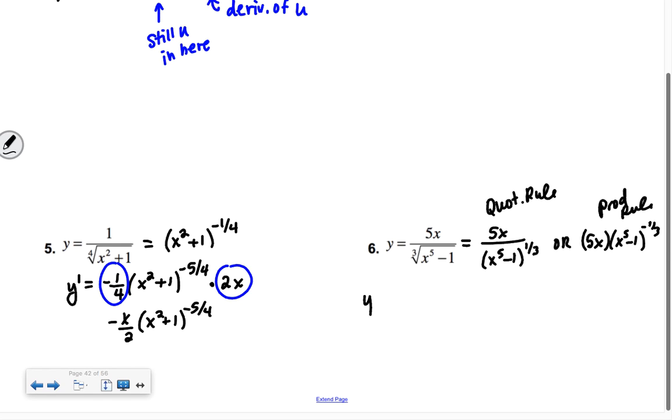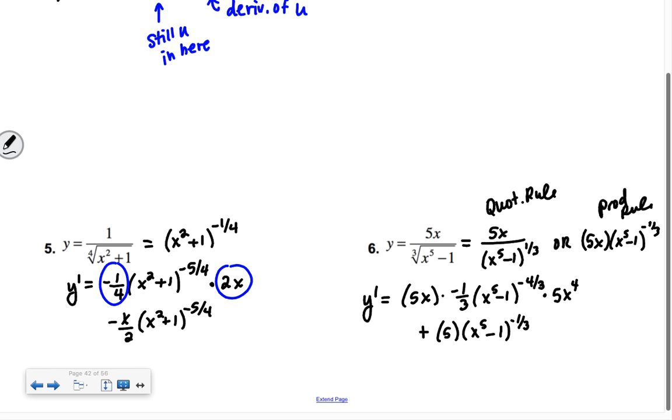Okay, so let's say we do the product rule. So we're going to have the first, 5x, times the derivative of the second. So the derivative of x to the 5th minus 1 to the negative 1/3 is going to be negative 1/3 times x to the 5th minus 1 to the negative 4/3 times 5x to the 4th. Then we do plus the derivative of 5x, which is 5, and then we keep the second part normal, so x to the 5th minus 1 to the negative 1/3. So there is a little bit of cleaning up that you could do. I'm not going to do it, but basically you could combine these and these, and simplify a little bit. All right, we'll skip it.